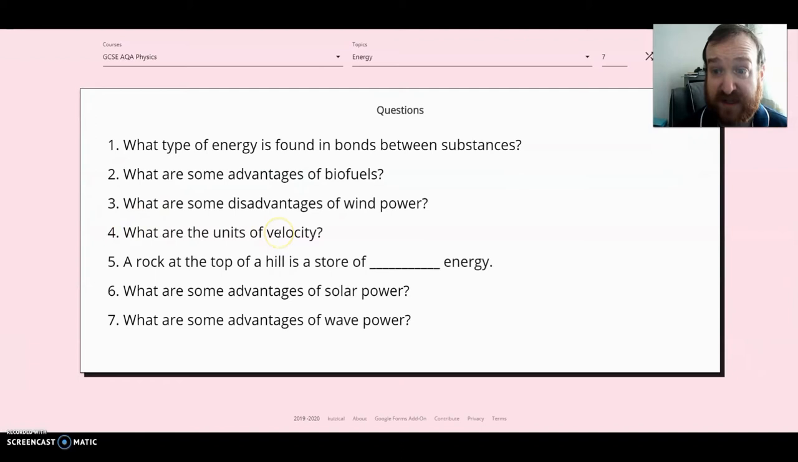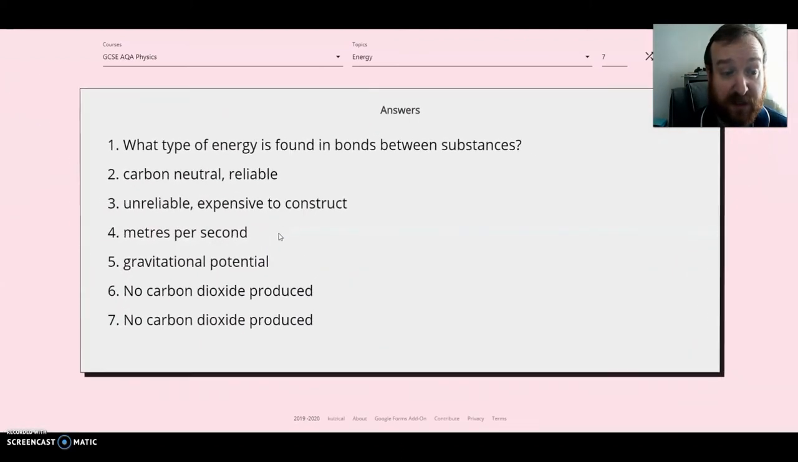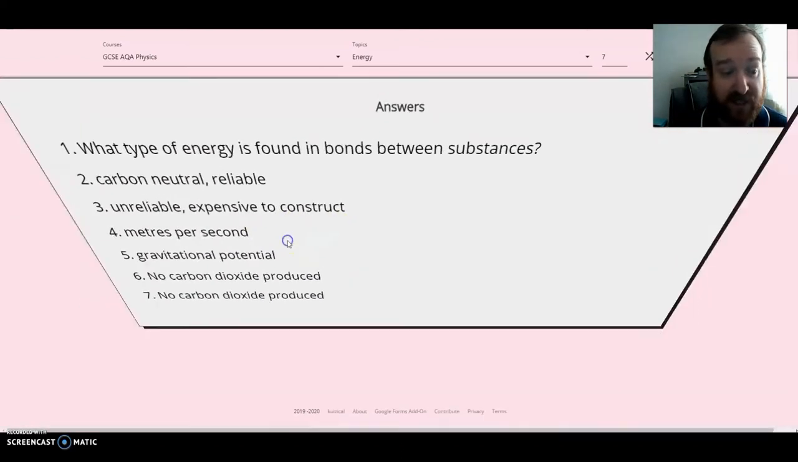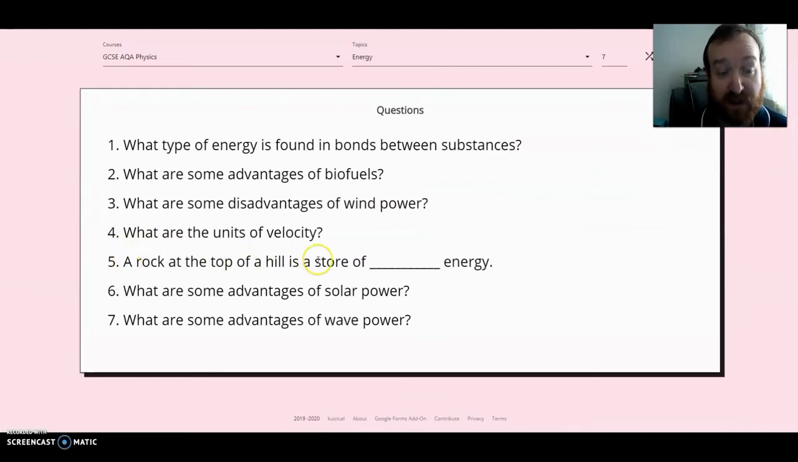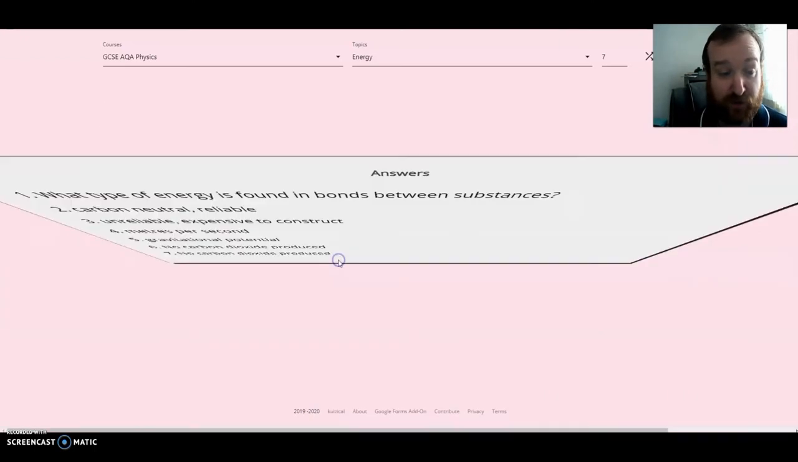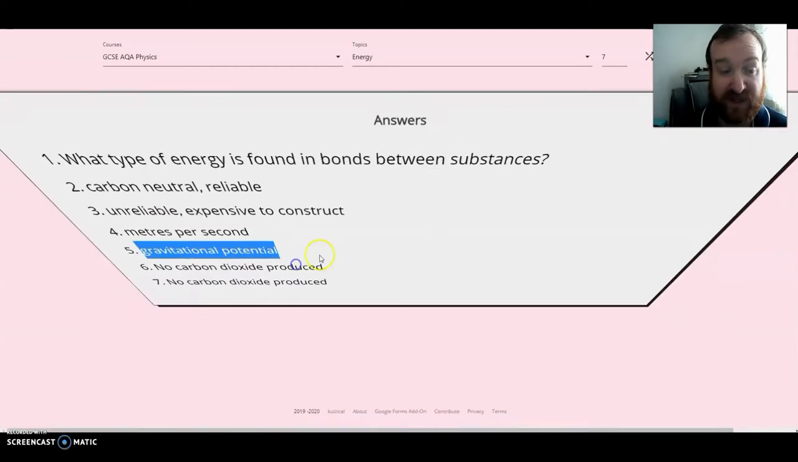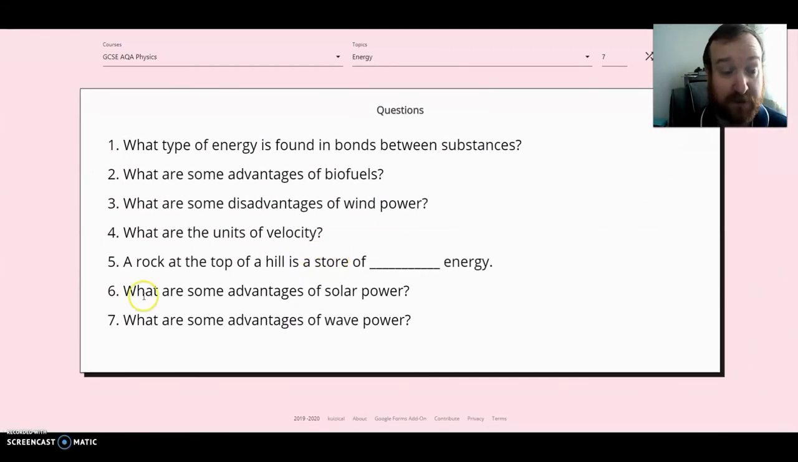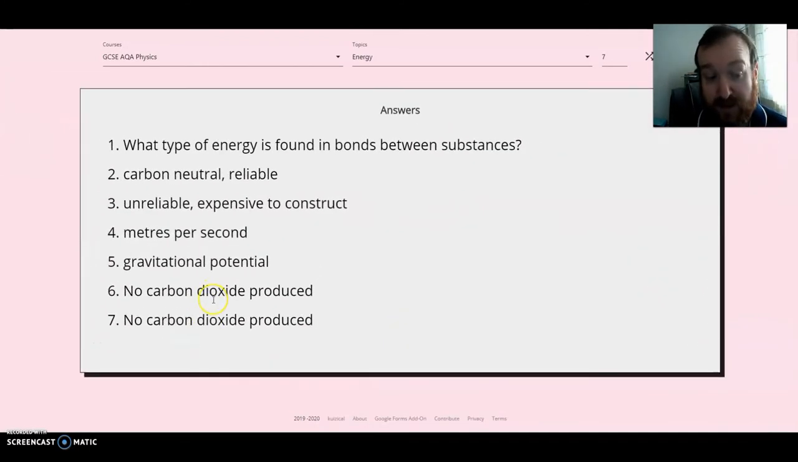What's the unit of velocity? Velocity is meters per second, the one you need to know, or you can have m/s. And a rock at the top of a hill has a store of gravitational potential energy. Gravitational potential energy, you can have GPE if you want. And what are some advantages of solar power and wave power? We've already done that one. No carbon dioxide produced.